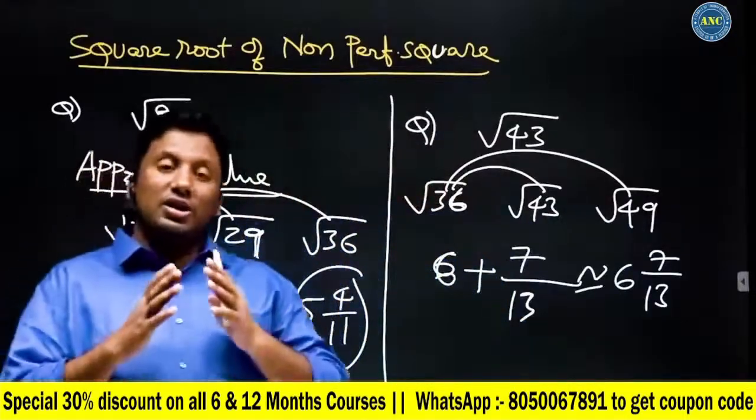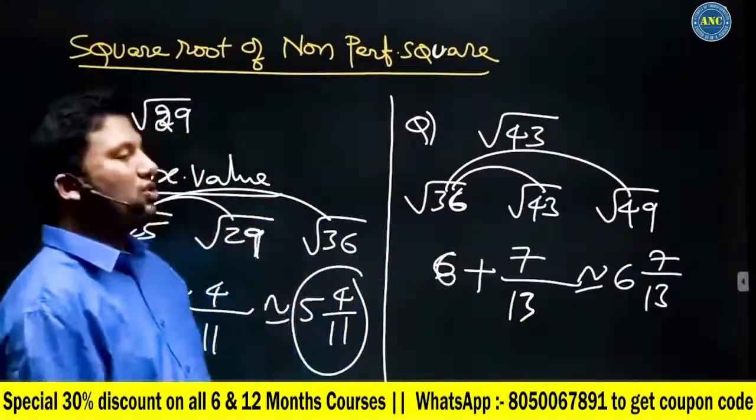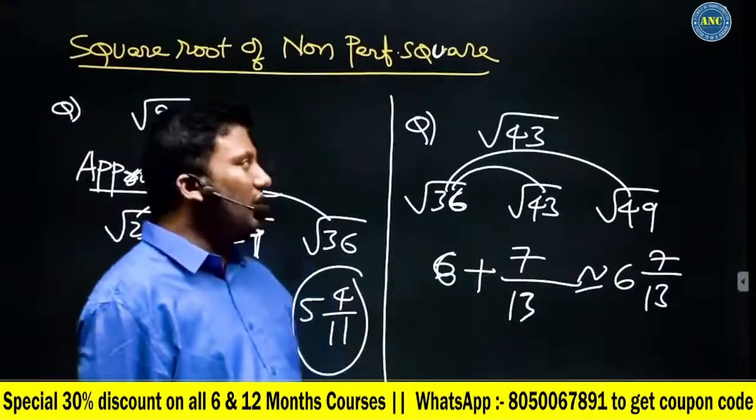How to find out the square root of a non-perfect square?